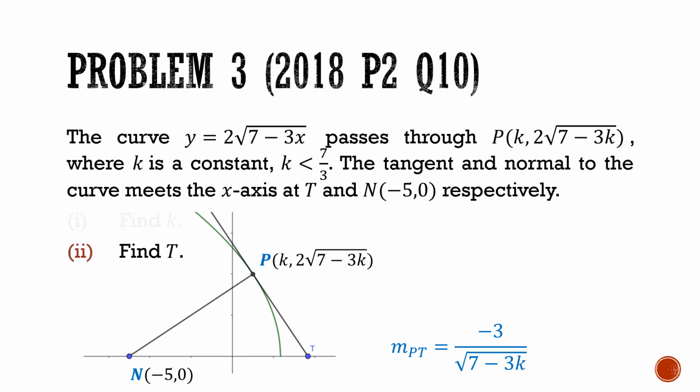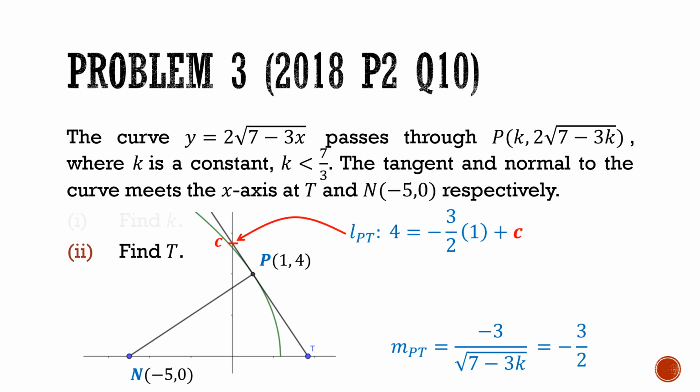Now that we know that k equals 1, we can substitute that into point P to see that that's just (1, 4). We can also substitute it into the gradient of the tangent PT, and that tells us that the gradient is -3/2. That means we can now find the equation of the tangent since we have a point and the gradient. So if we substitute the point and the gradient into the equation y equals mx plus c, we'll get the equation of the line. So y is 4, m is -3/2, x is 1, plus c.